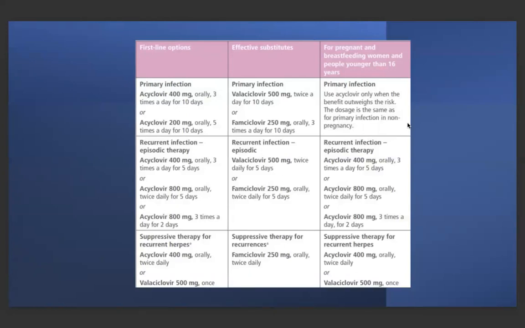Recurrent infection episodic therapy includes acyclovir 400 mg orally 3 times a day for 5 days. For a recurrent episode, an effective substitute is valaciclovir 500 mg twice a day, and for recurrent infection in pregnancy, therapy includes acyclovir 400 mg orally thrice a day. For suppressive therapy, the first line option is acyclovir 400 mg orally twice a day, and the substitute is famciclovir 250 mg orally twice a day for suppressive therapy of recurrence. For pregnant and breastfeeding women, acyclovir 400 mg orally twice a day.